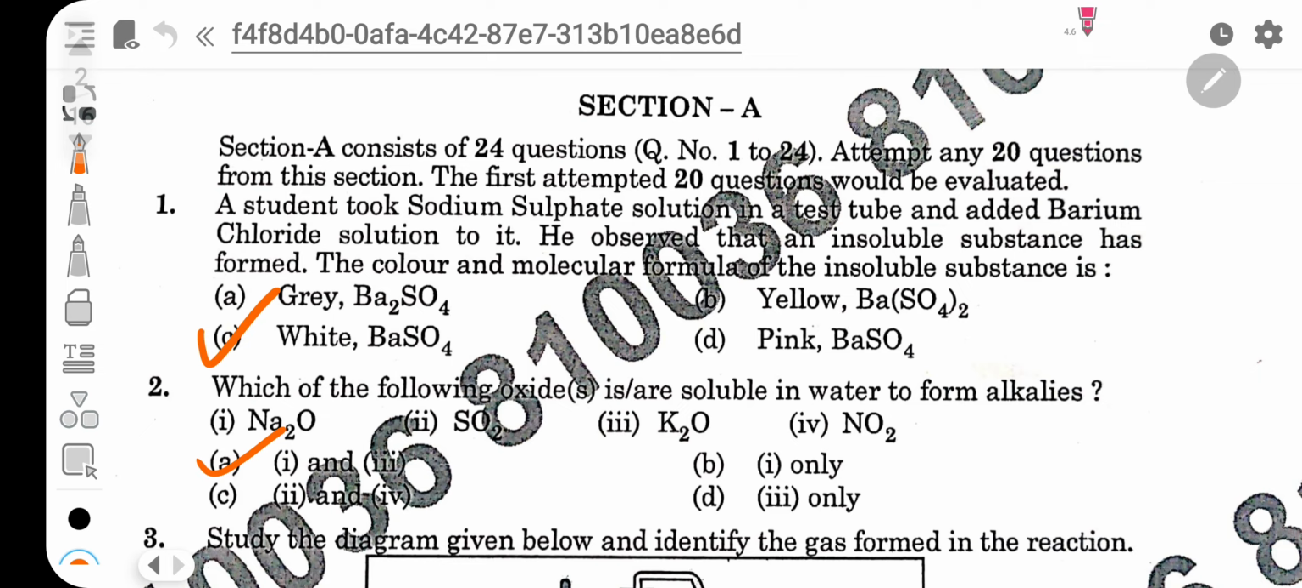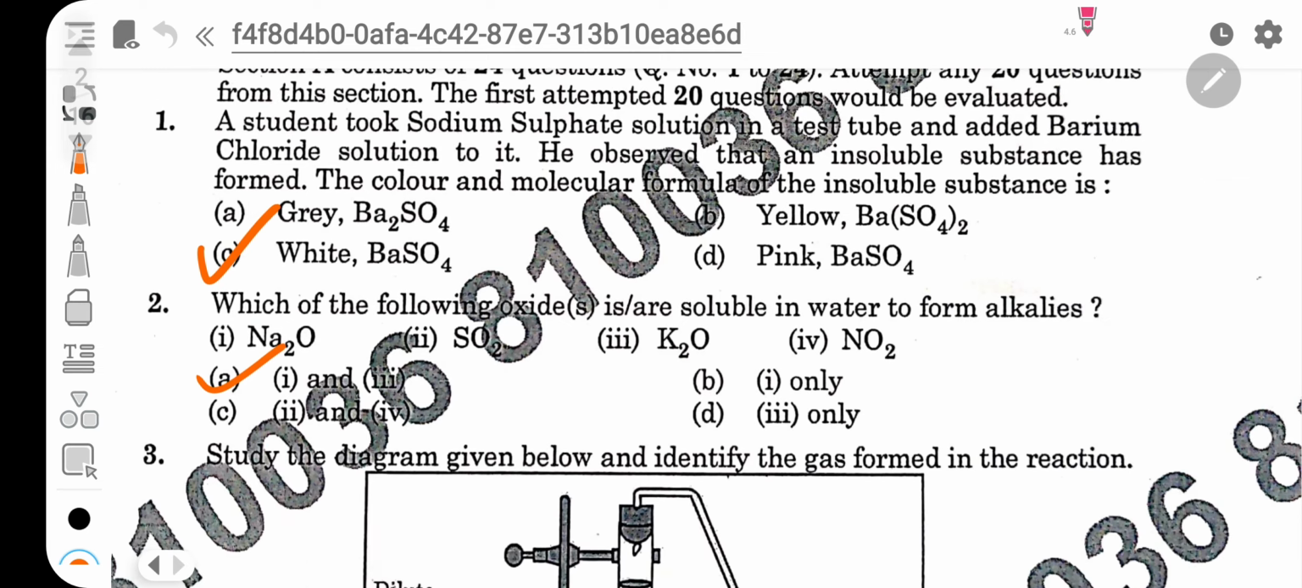As you can see, the first question is: a student took a sodium sulfate solution in a test tube and added barium chloride solution to it. He observed that an insoluble substance has formed. The color and the molecular formula of this insoluble substance is? So the answer is white and barium sulfate.